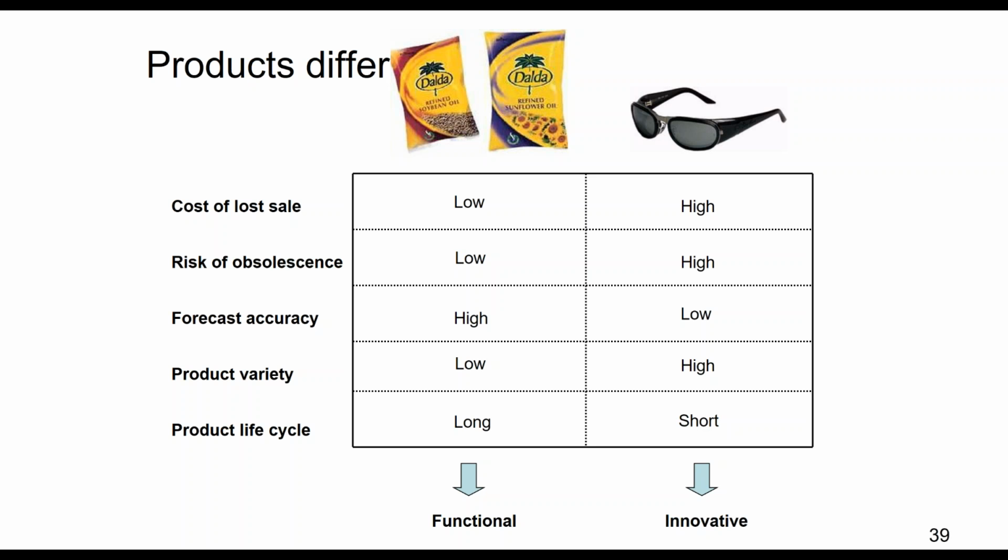Forecast accuracy is very high, meaning I typically know my demand in this area. I know that every month, let's say, 50,000 packets will be consumed, so that accuracy is pretty much there. Product variety is extremely low. You have one or two variants, a very standard product, and the product life cycle is extremely long. This product, once created, will go for years and years. So if your product lies in this category, we will say it is a functional product.